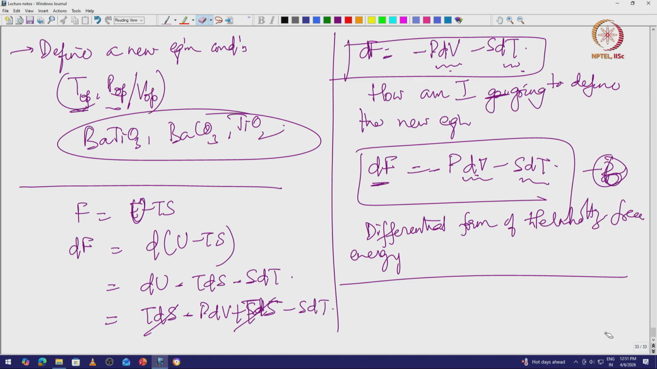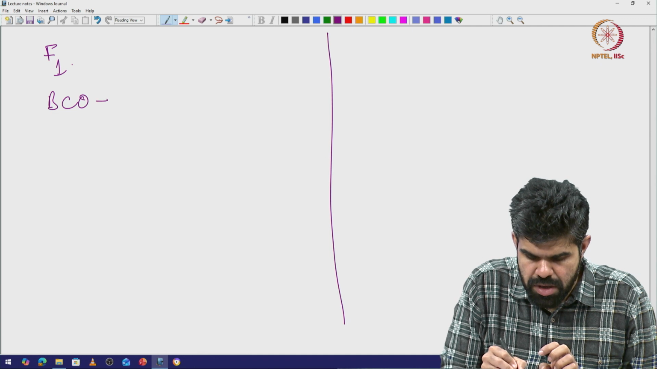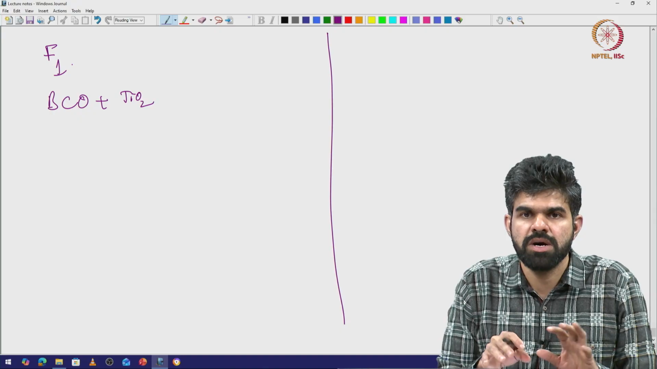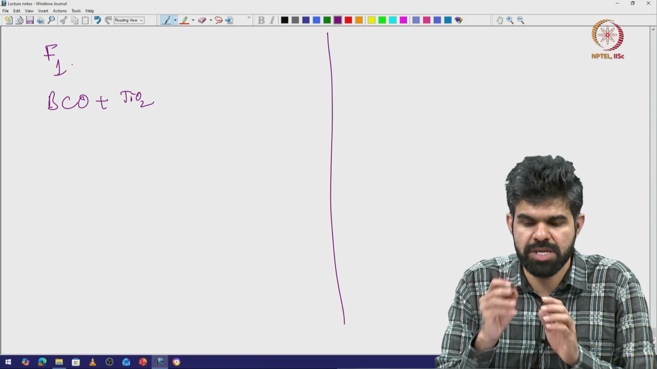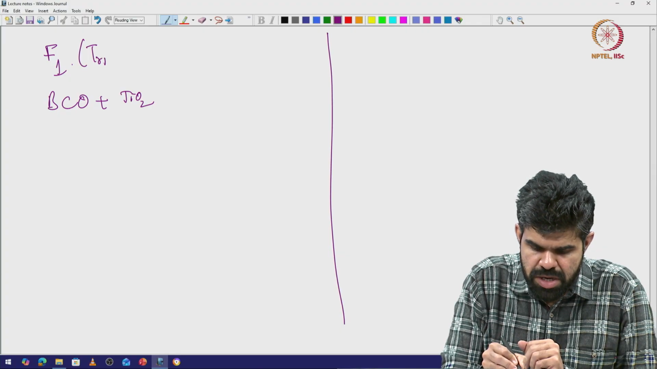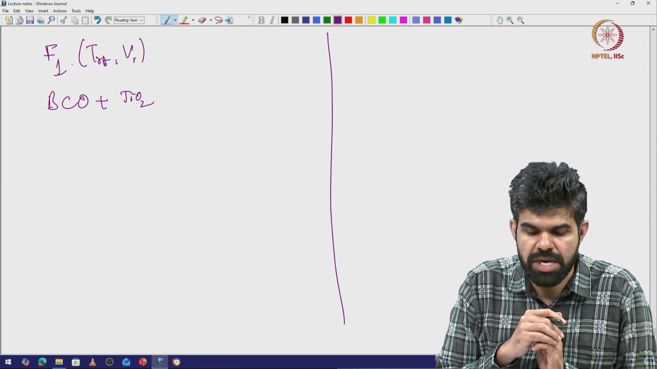Okay, so let us say it a bit differently. I have F1, which is the total free energy of this system that I have, which is barium carbonate plus titanium oxide. All this is at room temperature and some volume V1, some system volume V1.